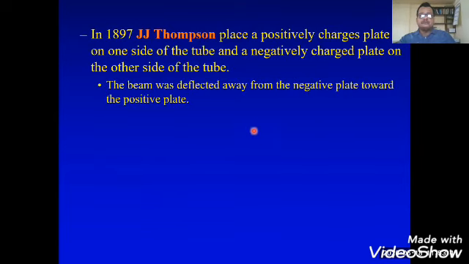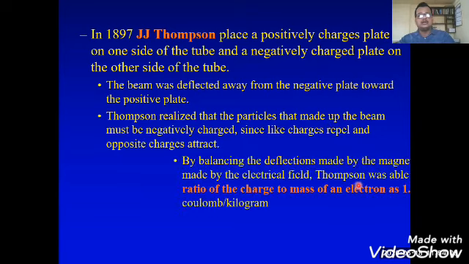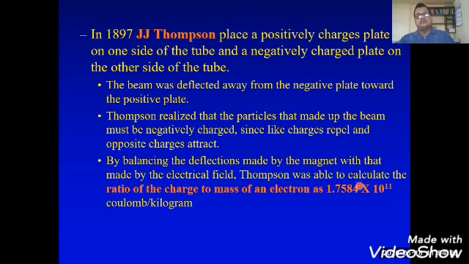So this was the experiment, which was in 1897. J.J. Thomson placed a positively charged plate on one side of the tube and a negatively charged plate on the other side. The beam was deflected from the negative plate toward the positive plate, and Thomson realized that the particles that made up the beam must be negatively charged because they were attracted toward the positively charged plate.